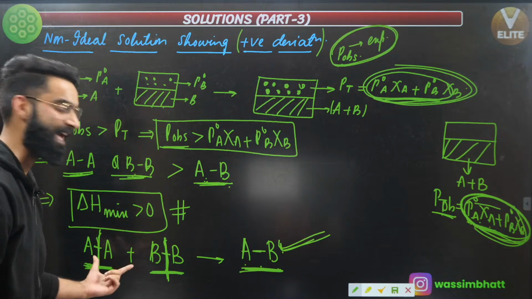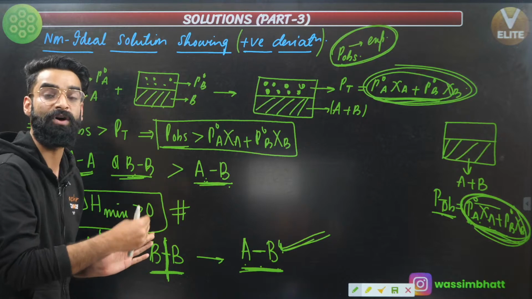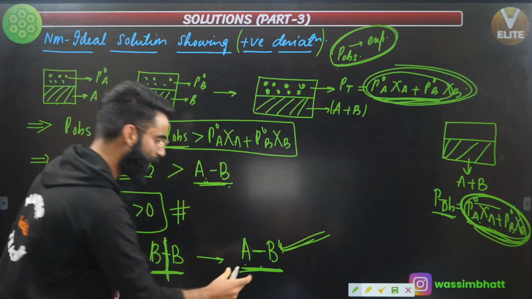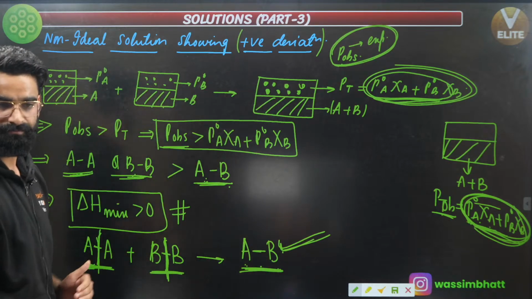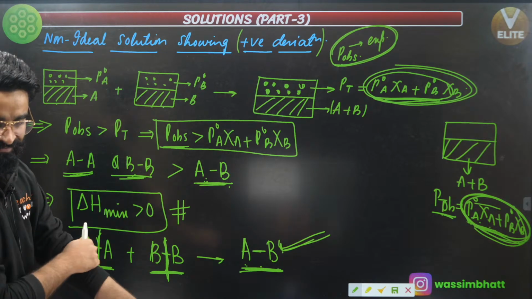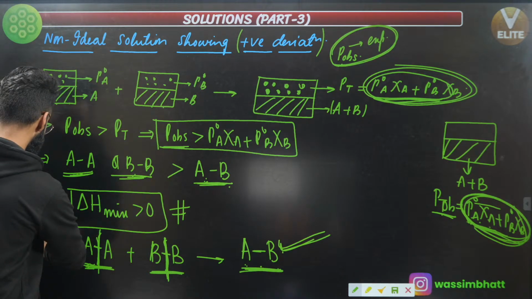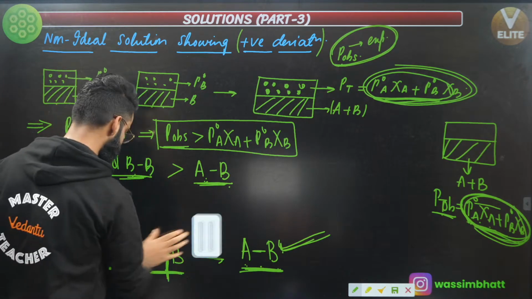That's why I'm saying delta H mixing for this overall process comes out to be greater than 0, because the amount of energy absorbed in breaking of these bonds is greater than the magnitude of energy released when this bond is formed, correct? Okay, perfect. Let's move on to one more point. I'm sure this is clear to everyone. Delta H mixing is greater than 0, yeah?